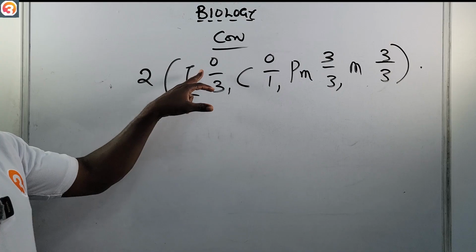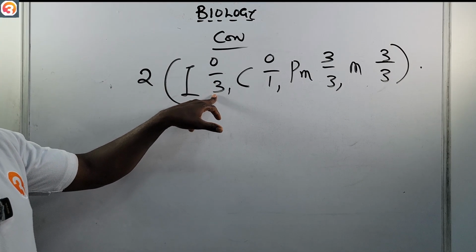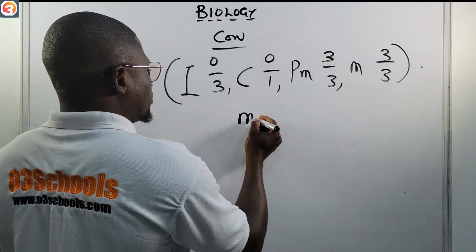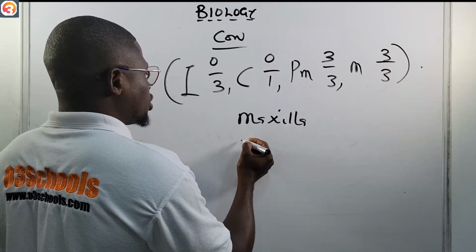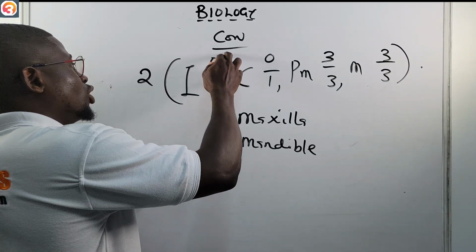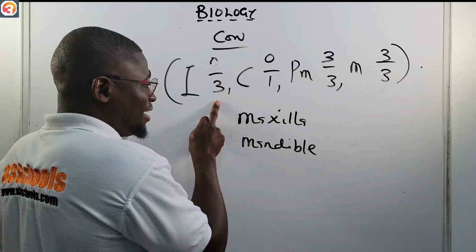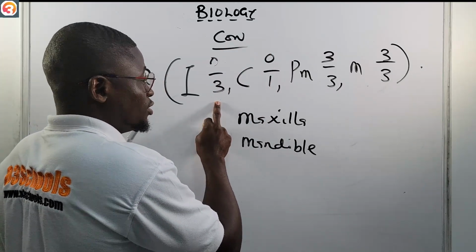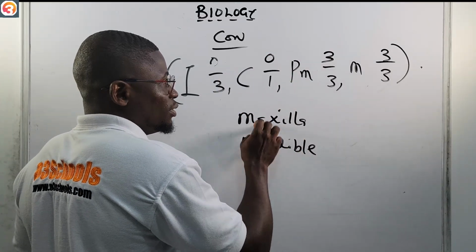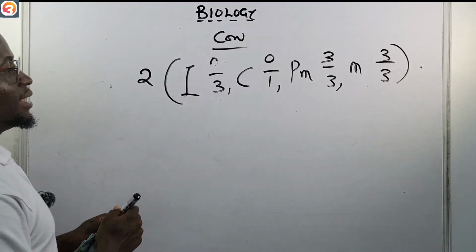As you can see, on the upper jaw, it does not have any incisors, but on the lower jaw, it has 3. The upper jaw is called the maxilla. The lower jaw is called the mandible. Please take note of that. So on the maxilla, no incisors, but on the mandible, there are 3 incisors. Then for the canine, on the maxilla there's no canine, but on the mandible there's 1. Now let us calculate the total number of teeth in a cow.